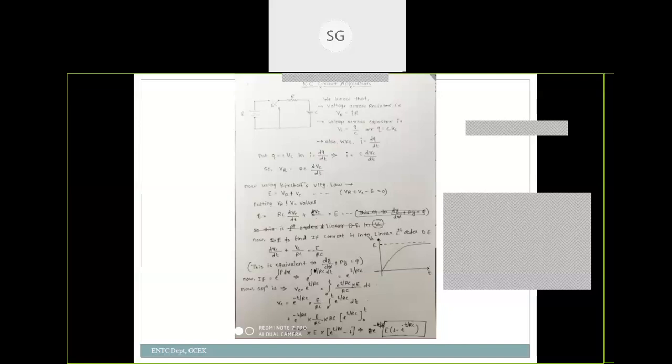Since the switch is disconnected from the battery, this switch is disconnecting the R and C series combination from the battery. Earlier, the R and C combination was connected to the battery, so that battery has charged the capacitor to some extent.